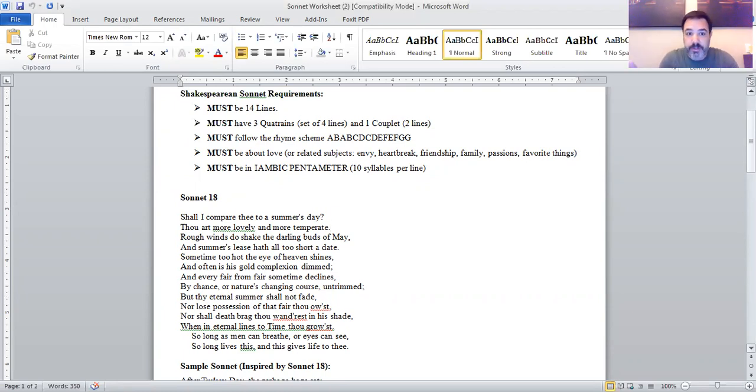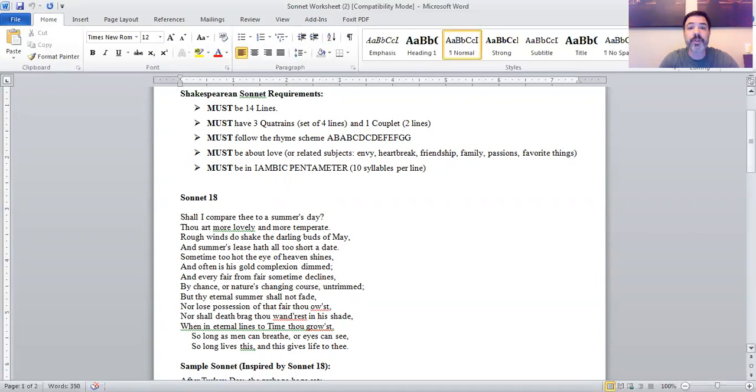Themes of a sonnet. They can be about love. They usually are. But I know how you feel about that, so it doesn't have to be about love. It can be about anything. Envy, heartbreak, friendship, family, passions, favorite things. I don't like writing sonnets. We'll write a sonnet about how you don't like writing sonnets. Must be in iambic pentameter, 10 syllables per line.